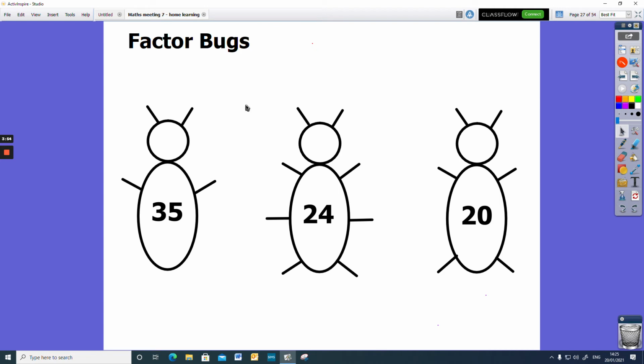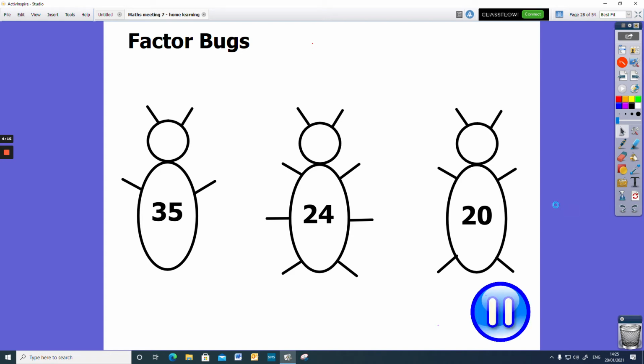Oh, a new one now, factor bugs. Now, we have done this in class. Let's see if you can remember. I want you to write the factors of each of these numbers. 35, 24, 20. The legs should give you a clue. And don't forget the antenna. Okay, pause your video and have a go now.